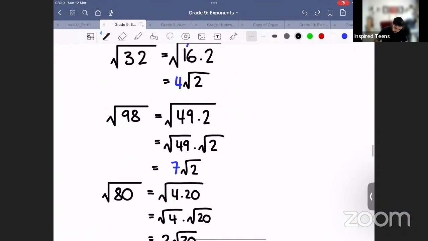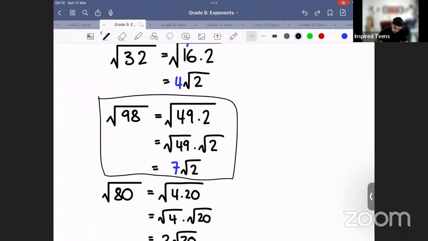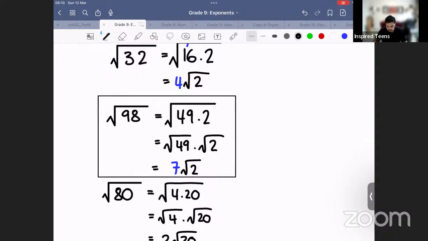So if, for example, we look at this example, we said square root 96, that can be written as 49 times 2, which we specifically chose 49 as one of its factors because 49 is a perfect square. Then we can use surd rule 1 to separate our surds. It becomes square root 49 times square root 2, and then square root 49 has an answer of 7.